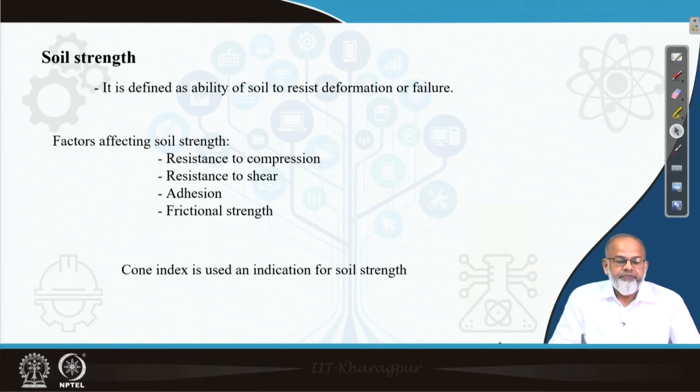Now, we define soil strength as its ability to resist deformation or failure. How well it can withstand the external forces which are acting. It could be due to compression, due to shear, due to adhesion, due to frictional resistance. So, cone index is used as an indication for measuring or indicating the soil strength.